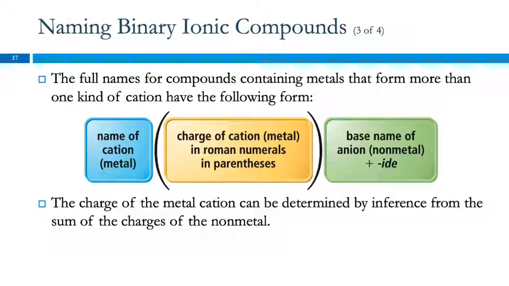Well, what if it's one of the other metals? Well, you just put its Roman numeral, to indicate which one it is, in between there, and you go on the same as always. When we're looking at these, how do we know what the charge is? How do we know what Roman numeral to put in there? We infer it from the charge on the anion and the relative numbers of those ions.